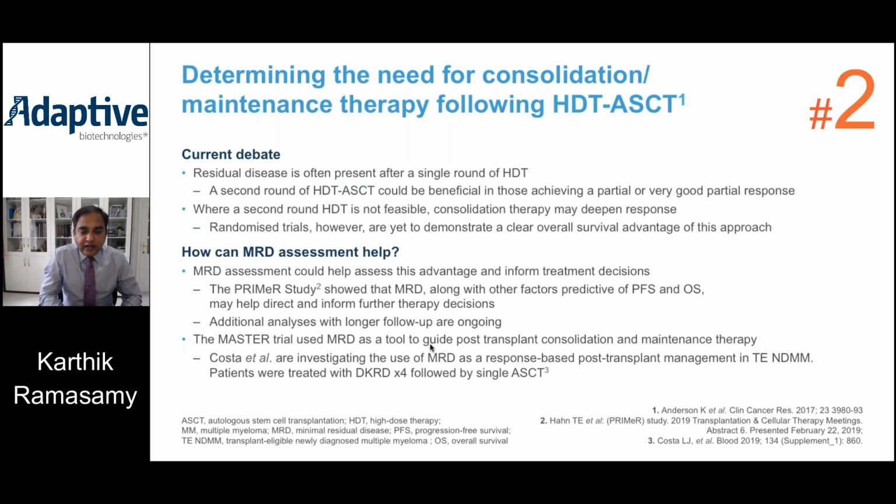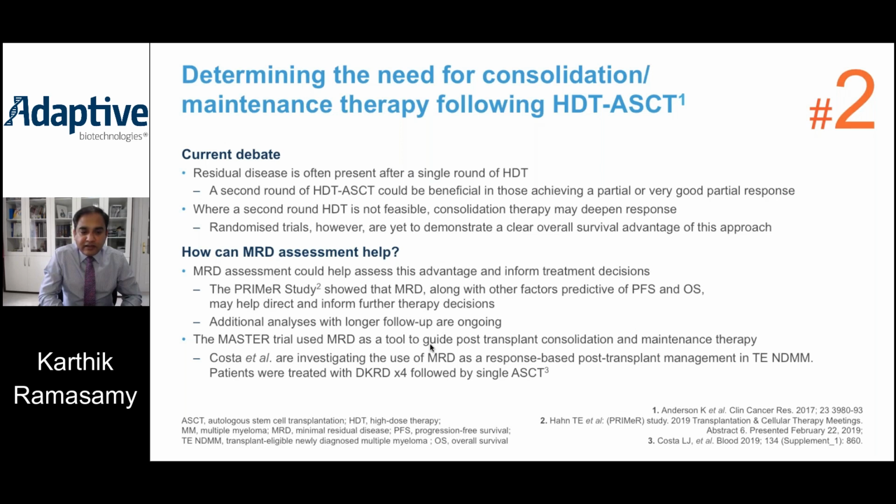The second scenario that I want to discuss with you is determining the need for consolidation or maintenance therapy following stem cell transplant. So clearly there are two approaches that are currently available. One could do a second round of high-dose therapy in patients, particularly with residual disease, clearly of benefit for patients with partial or very good partial response. And also when that is not feasible, use of consolidation blocks of therapy could deepen response in patients. And clearly randomized trials are yet to demonstrate a clear overall survival advantage of this approach.